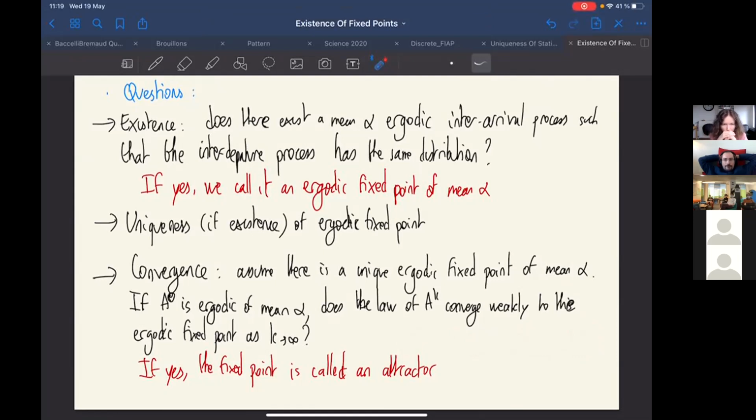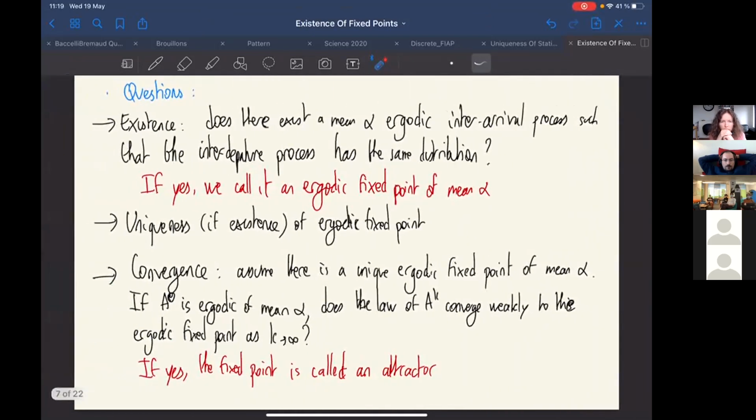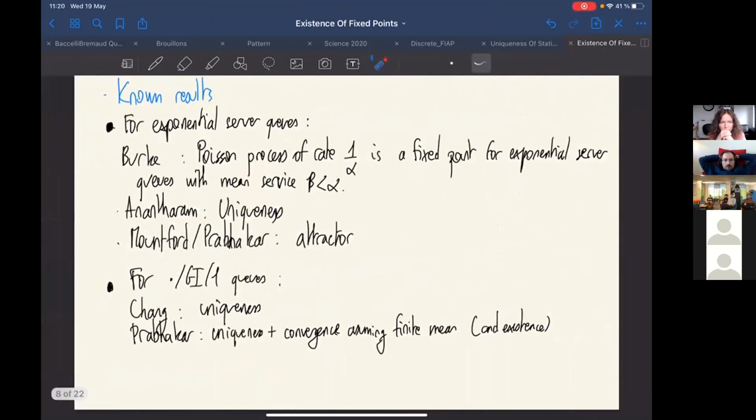Please feel free to interrupt me at any time if anything is not clear, of course. And so these are the questions. What are the results as to those questions? For exponential server queues, the picture is pretty complete at the time of the paper I was presenting already. A reminder that exponential server queues are M/M/something queues, so when you have exponential arrivals and exponential service times.